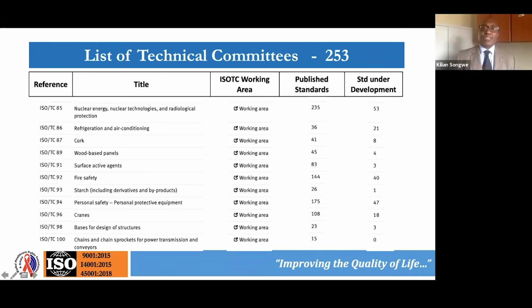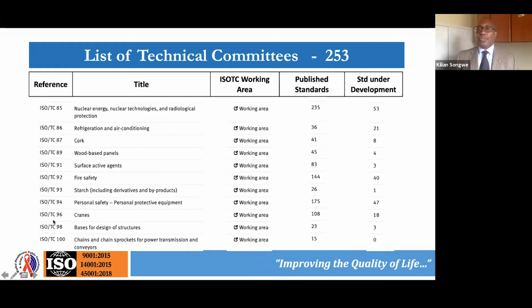They have 21 that are under development. So this is actually very key work that the technical committees do. There is a TC 92 for fire safety. They have published 144 standards, and they have 40 under development. So the technical committees are actually very key to the work that the International Organization for Standardization does in terms of bringing all these experts together to be able to think about how can they standardize elements that are happening.